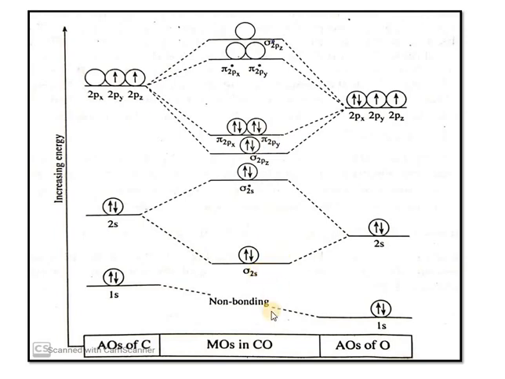Therefore, these carbon monoxide molecules form sigma 2s, sigma 2pz, pi 2px, and pi 2py as the bonding molecular orbitals, and sigma star 2s as an antibonding molecular orbital. From these bonding and antibonding molecular orbitals, we can find out the bond order of the carbon monoxide molecule.